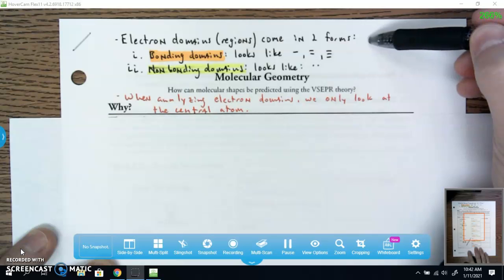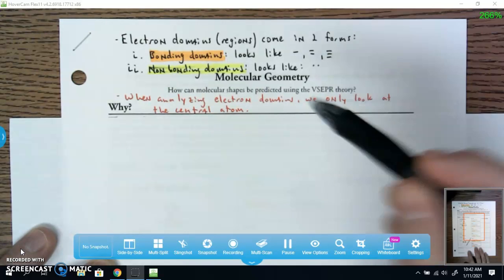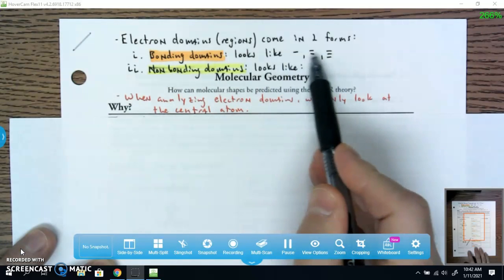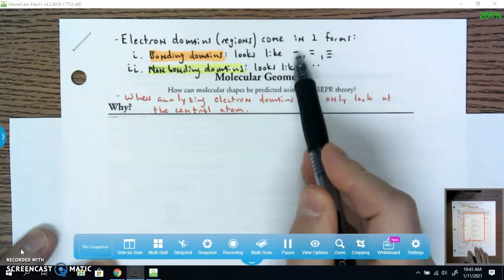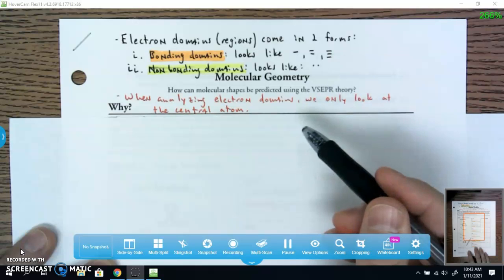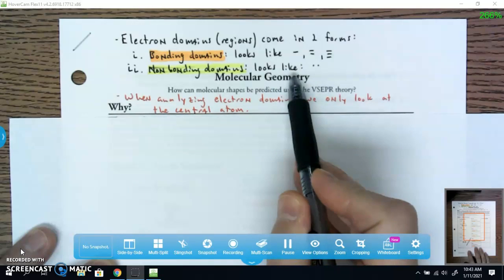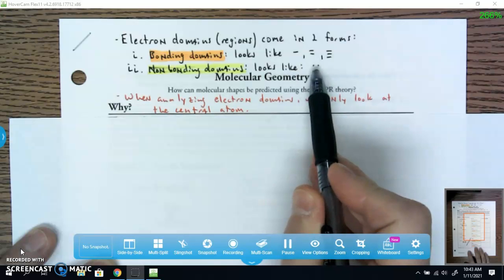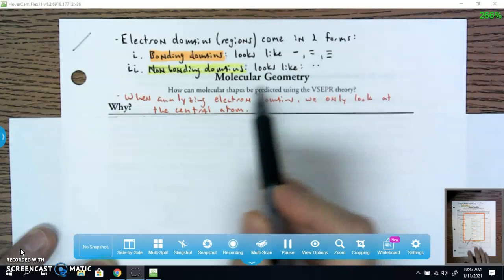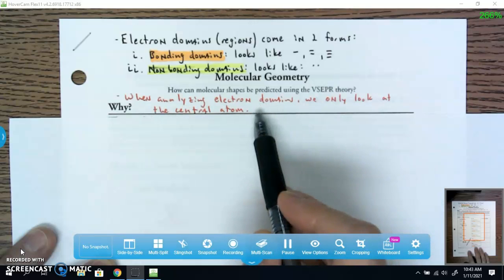Electron domains or regions, they come in two forms. The two types are bonding domains, and bonding domains look like this, this, and this. So single, double, and triple covalent bonds. The second type of electron domain is called a non-bonding domain, and it looks like this, a pair of dots. Last thing to write down, when analyzing electron domains, we only look at the central atom.